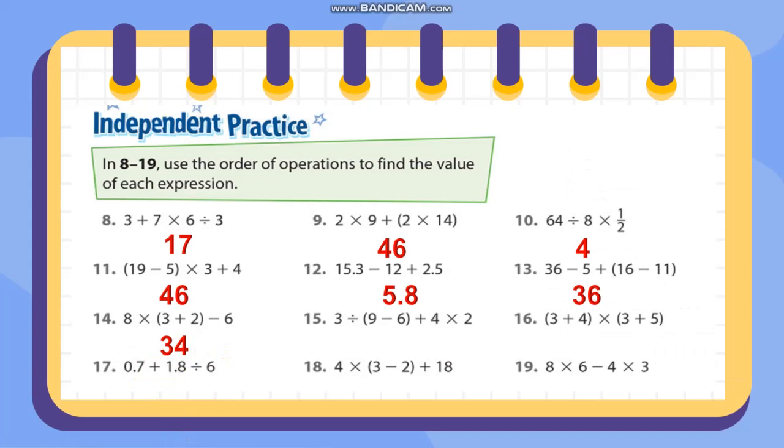Next, question number 15. By applying the rule, what we need to do is solve first what is inside the parentheses. So 9 minus 6 is equivalent to 3. So 3 divided by 3, then plus 4 times 2. What's next? Of course, we need to divide, because the division comes first before the multiplication. So 3 divided by 3 is 1, plus 4 times 2 is 8, and 1 plus 8 is equivalent to 9.